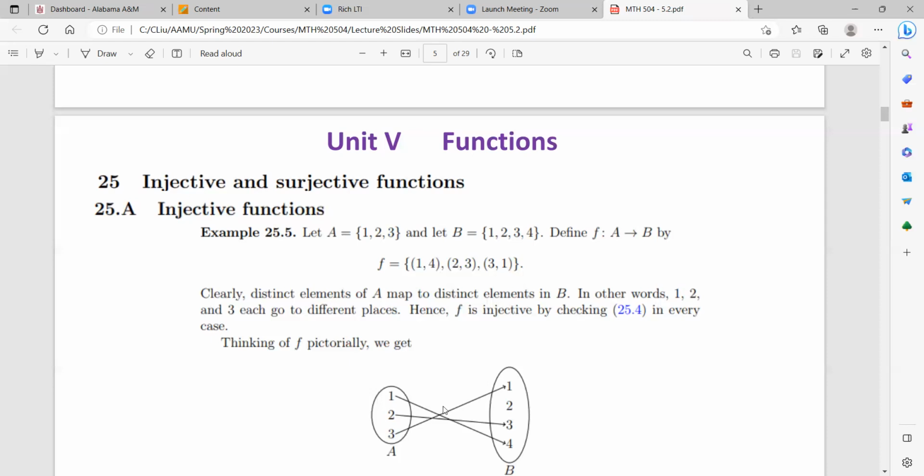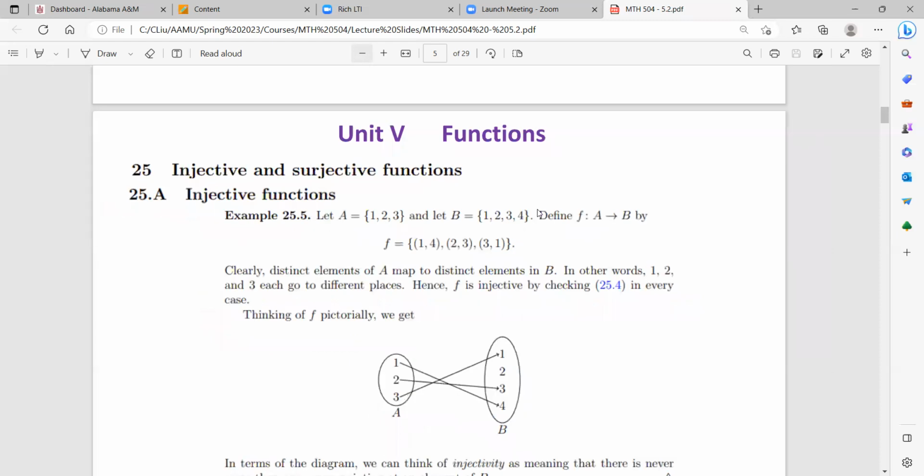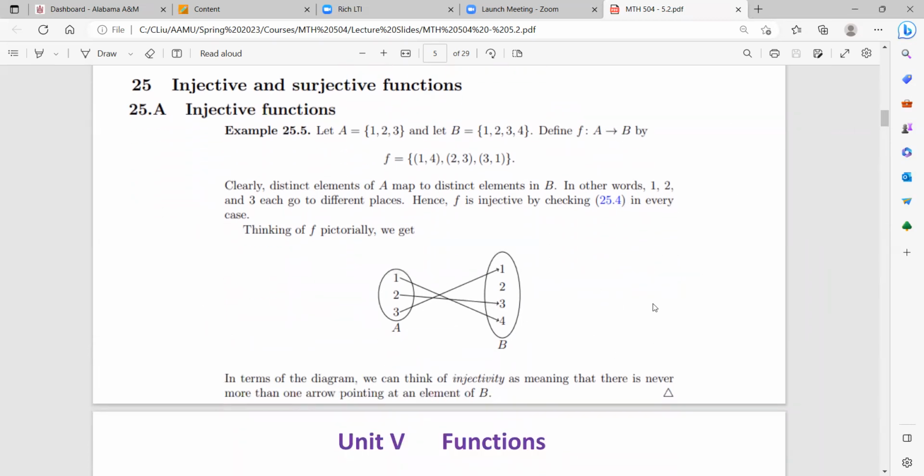There's only one arrow going out from each element in set A. And the one-to-one property essentially means there's at most one arrow coming into each element in set B from set A. So there's never more than one arrow pointing at an element in the diagram.